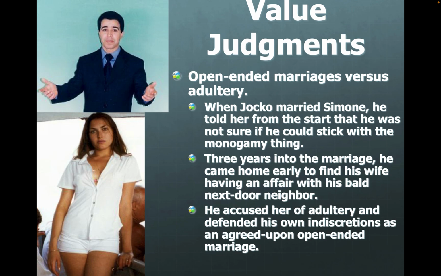Open-ended marriages versus adultery. When Jocko married Simone, he told her from the start that he was not sure if he could stick with the monogamy thing. 3 years into the marriage, he came home early to find his wife having an affair with his bald next-door neighbor. He accused her of adultery and defended his own indiscretions as an agreed-upon open-ended marriage. It's okay for him to do it, but not for her to do it. Value judgments.